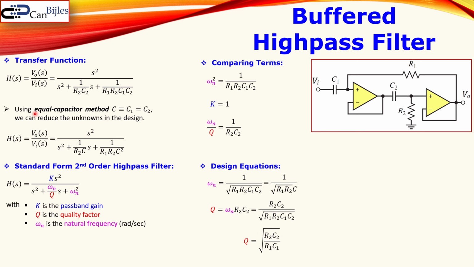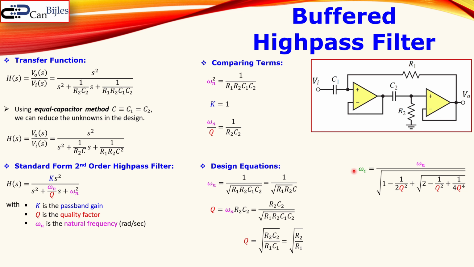Now if you again use the equal capacitor method, you can divide out the capacitor because these are equal to each other, so you will get now the square root of R2 over R1. So the ratio here will determine, with the square root of that one, the quality factor. For example, if you want the quality factor of, let's say, 4, this should be then the square root of 16, so you can take R2 16 times larger than R1.